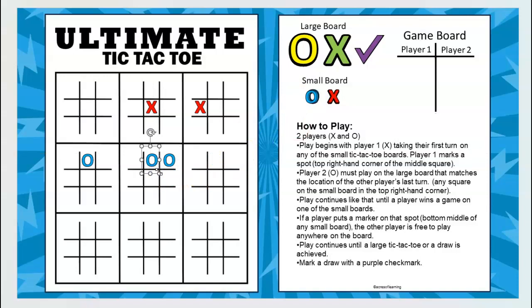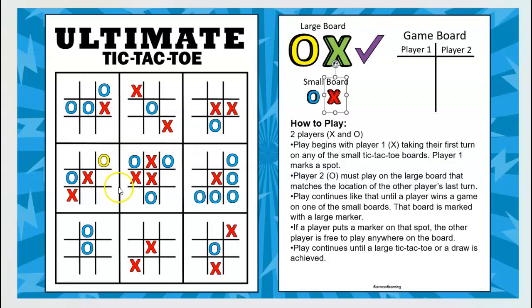And you'll notice that it definitely is strategy. You have to use strategy when you're deciding where you're going to place your piece, because it will affect where the opponent plays their piece.